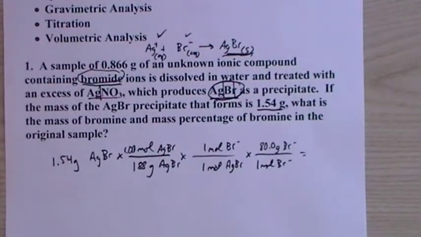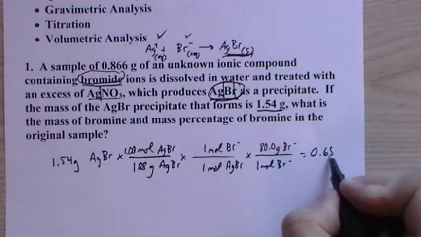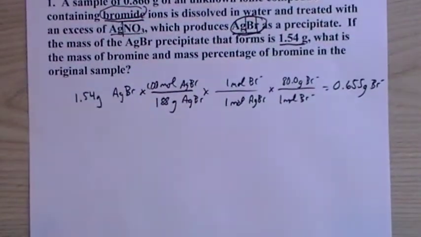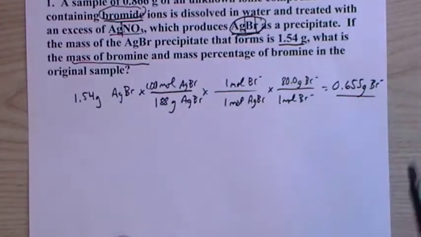So 1.54 divided by 188, that gives us the moles of silver bromide, and 1 mole of silver bromide is 1 mole of bromine, so the same value, times 80, that gives us 0.655 grams of bromine ion. So that's the first answer, and the mass of the bromine is 0.655 grams.